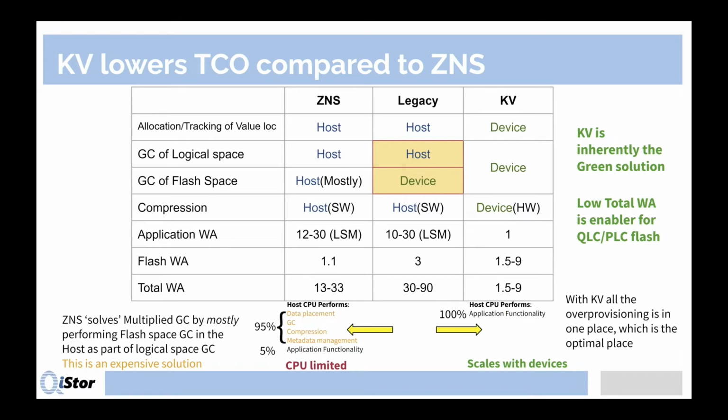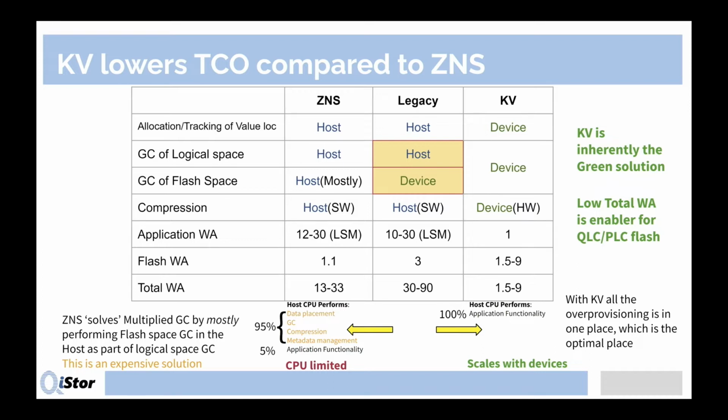And then if you look at something like LSM, the log structure merge, this is an application write amplification in the 10 to 30x range. Now, this gets multiplied by the device write amplification, which is about 3. So now we end up with a 30 to 90 write amplification.